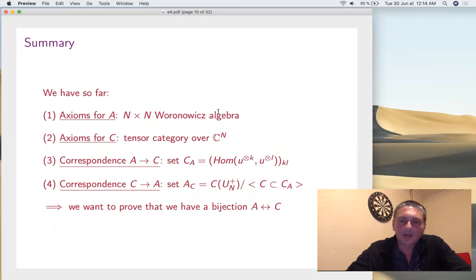So, summary of what we have now. We have axioms for A, a Voronov algebra, of size n always. Axioms for C, that's this tensor category business we're talking about, with the R operator included at the ends. We have a correspondence in one sense: from A to C, the category is just the hom spaces. And in the other sense, this is exactly what was written on the previous slides.